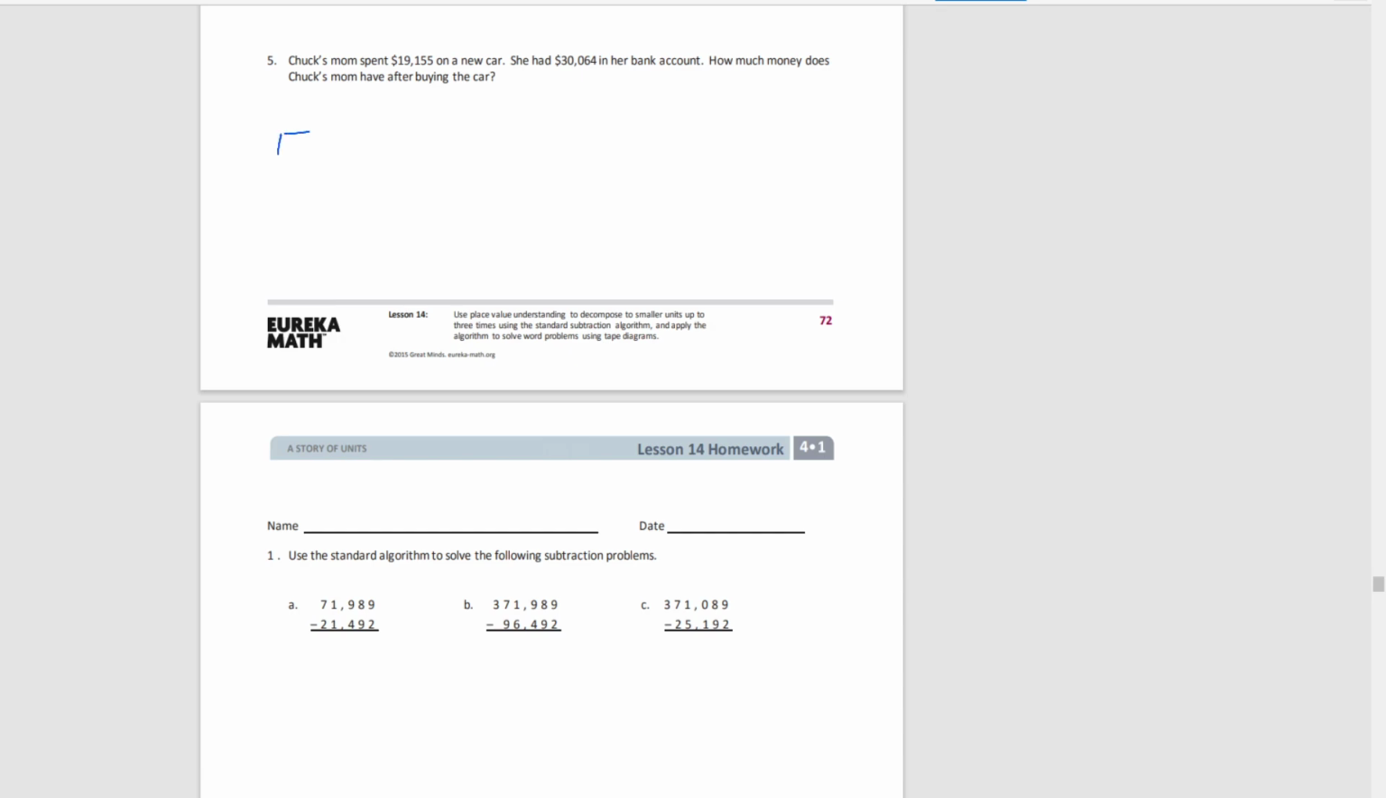Okay, so Chuck's mom has money in her bank account. She has $30,064. She spent $19,155 on a new car, and we want to know how much money she has left. So we'll set up our subtraction.